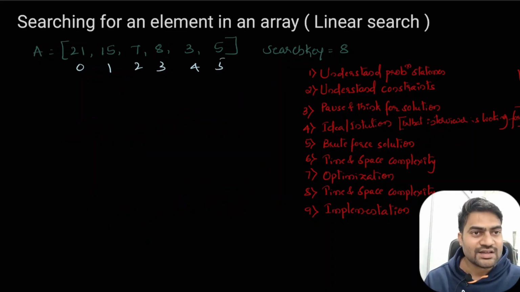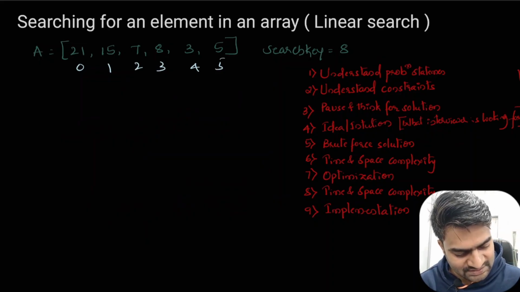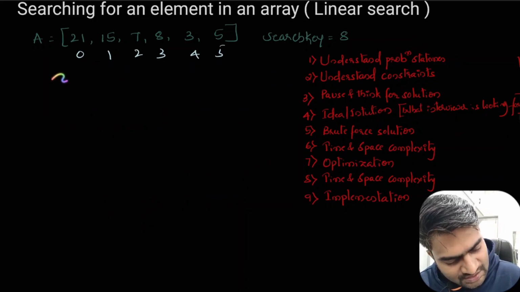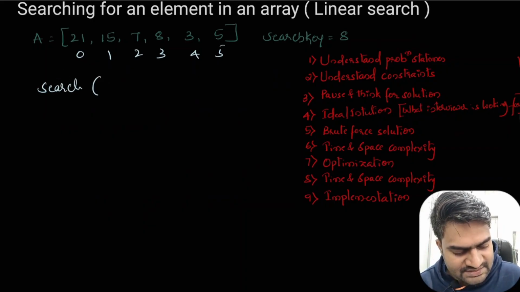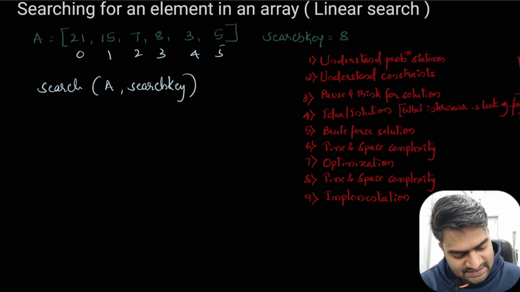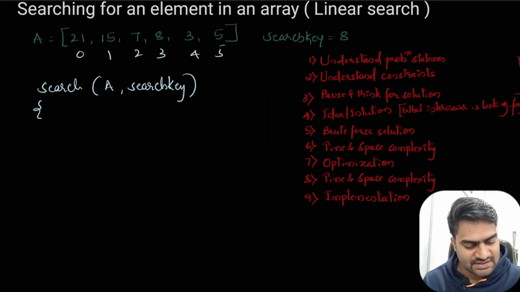Okay, so if we want to do that, let us try to look into the pseudo code for this one. So what I will do, let's say I have a method called search and it contains an array and a search key. First, I will check whether there are any elements in the array or not. If there are no elements, then there is no need to search, right? So that is maybe one of our constraints.